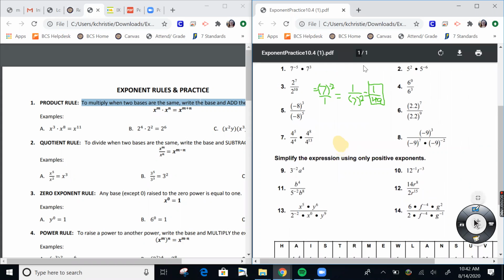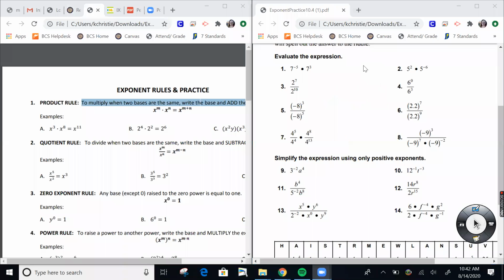I'm going to do one more problem with you. So let me get out my pen again. I'm going to do number 9 with you. For number 9, I am simplifying the expression only using positive exponents.